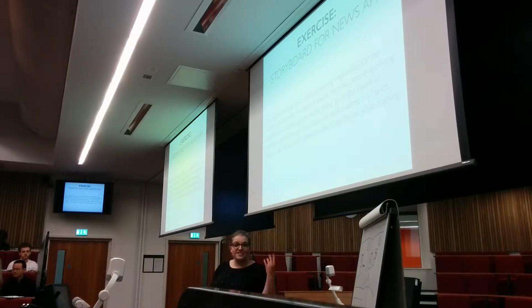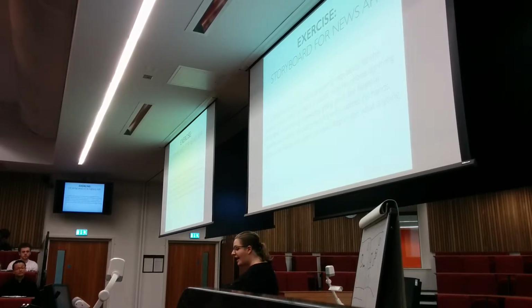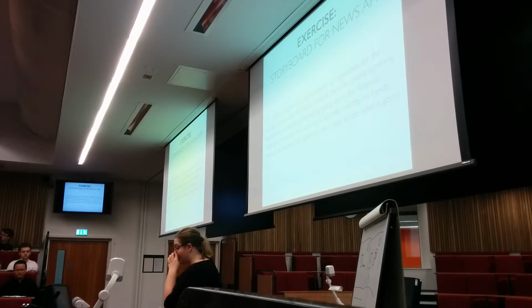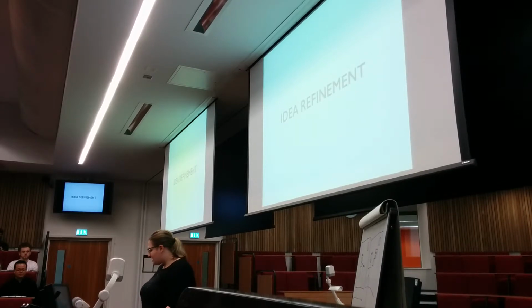You want to show the interface. You actually need to show both together quite often, how the interface is being used within the context you're setting. And importantly, it's about the sequence. It's the sequence of events. That's what the storyboard needs to show you. And so therefore, it's usually going to be more than one image because you can't really show a sequence through one image. So let's move on to idea refinement.